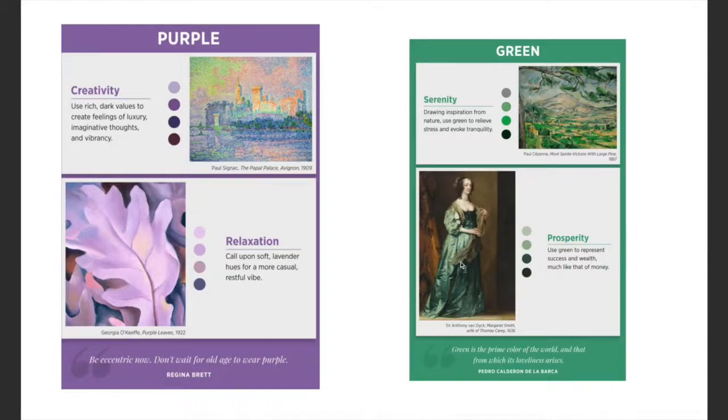As you can see here, again, these are mostly monochromatic greens in this landscape by Cezanne. And then this one down here by Van Dyck is a green dress on this woman, and he uses neutrals to kind of frame that green and really give a sense that she's a very wealthy aristocrat, or an heiress to some fortune perhaps. "Green is the prime color of the world, and that from which its loveliness arises." That was De la Barca and his quote on green. And I agree, it's a beautiful color to mix in. Maybe Kermit says it's not easy being green, but there's a lot of beauty in a green painting.